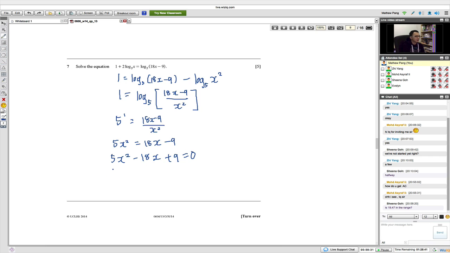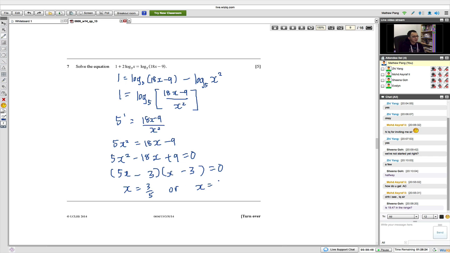Then I just factorize this one quickly. So I will get 5x and x, and I will get 3 and 3, yes. Then I will get 18: 15x, 3x, so you get negative 18x. So x will equal 3 over 5, or x will equal 3.